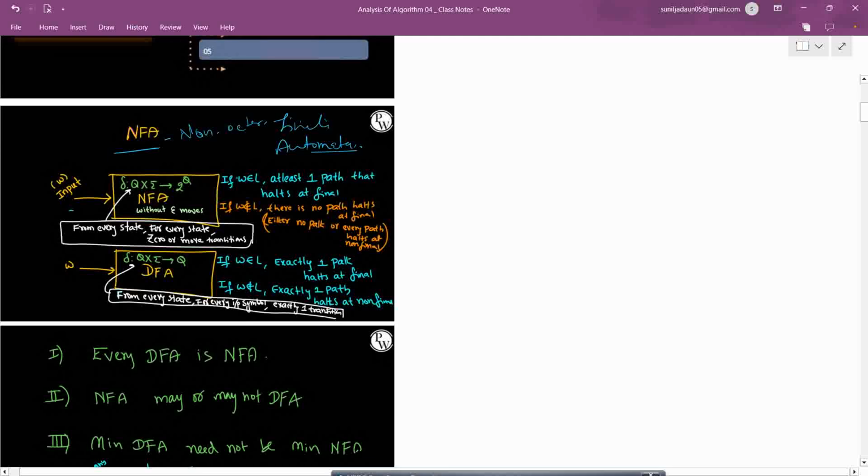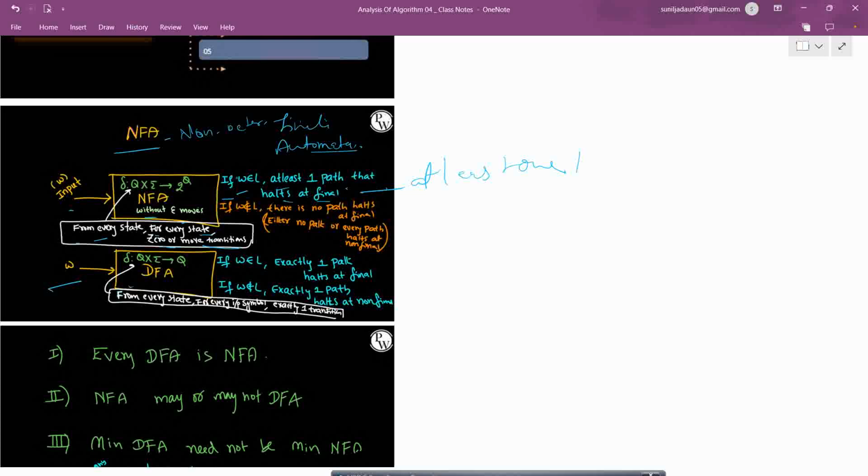If there is input, from every state, for every state, there are 0 or more transitions. Without epsilon moves, if there is a string and the NFA accepts some language L, if W belongs to L, then there is at least one path that holds at final. At least one path.